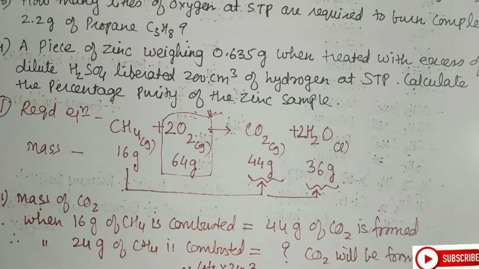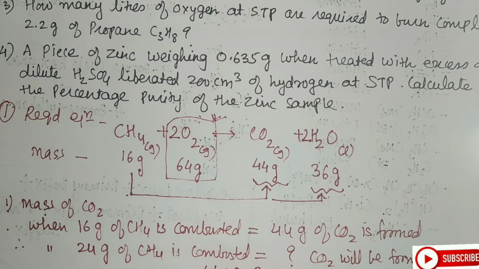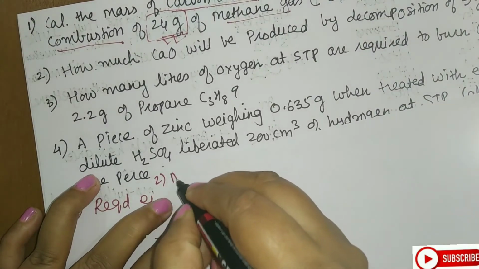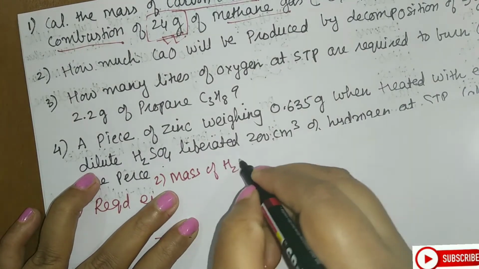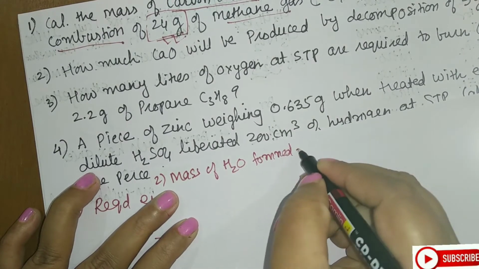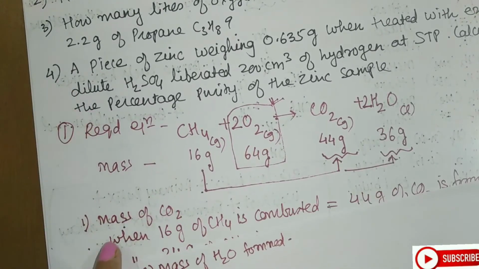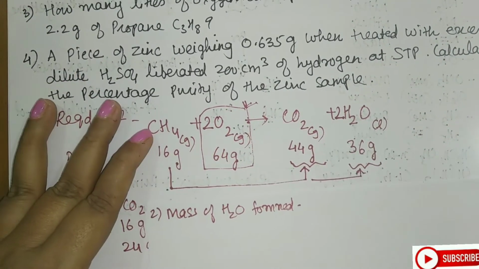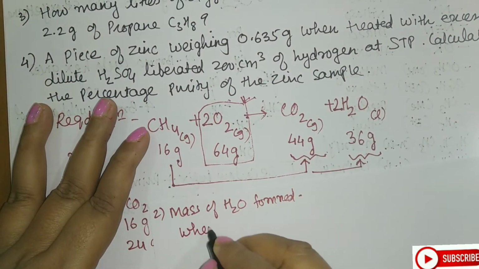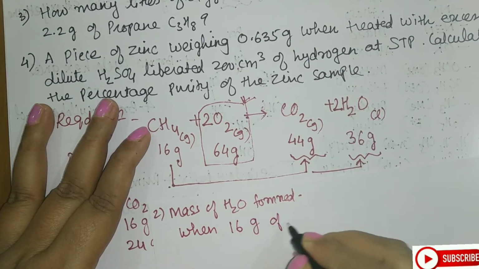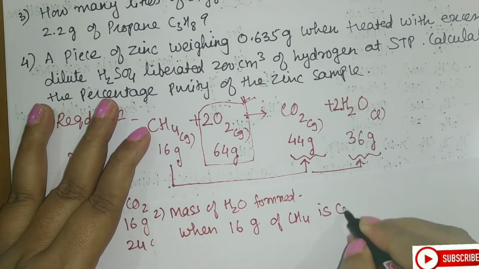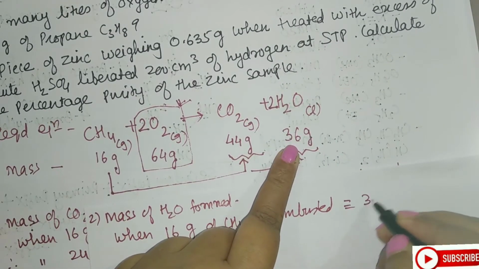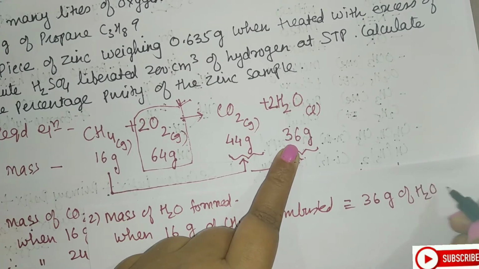Now the second question they are asking is for water. So we will create the equation in the same way. So let us calculate the mass of water formed. Now what will be the equation here, student? If I am calculating for water, I will take this relation now. So what will I write? When 16 gram of methane is combusted, 36 gram of water is formed.